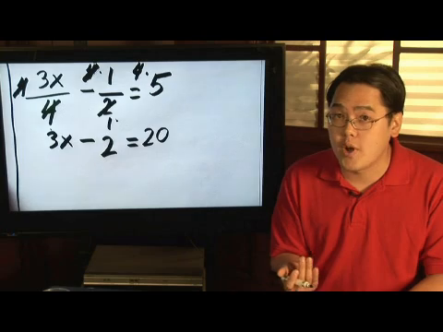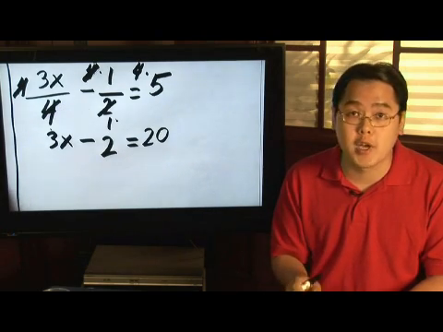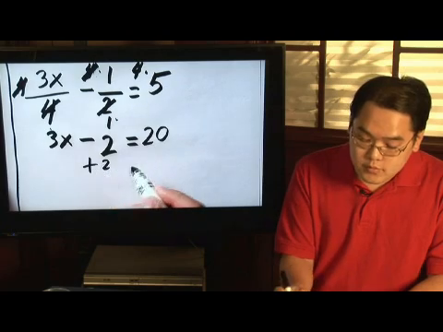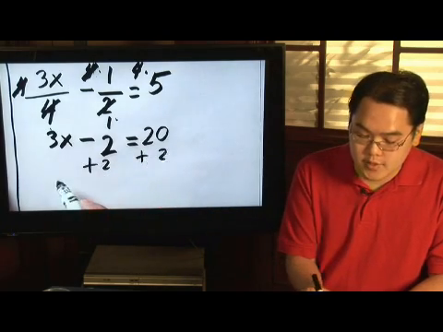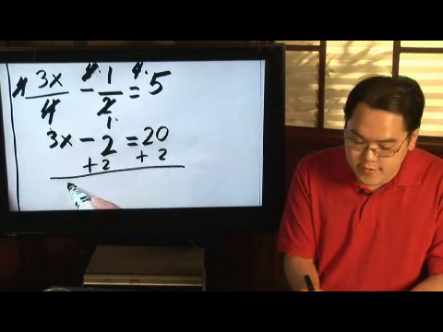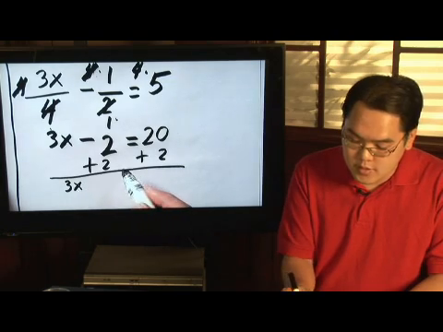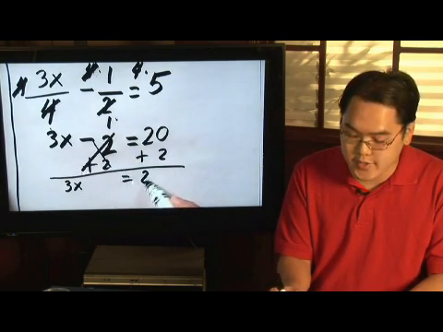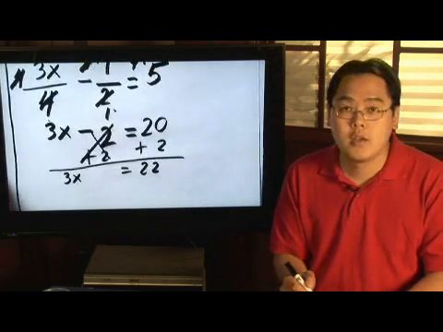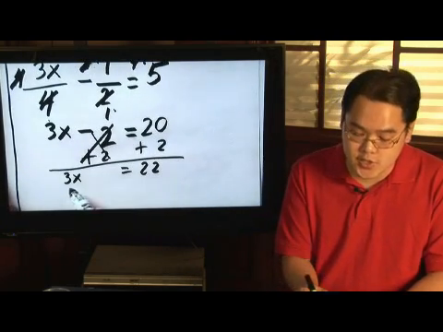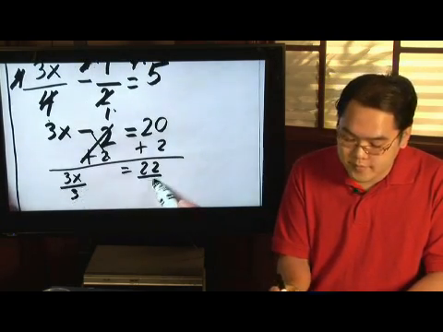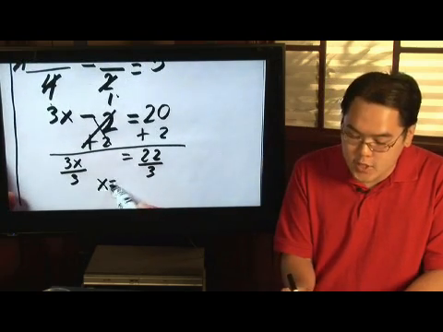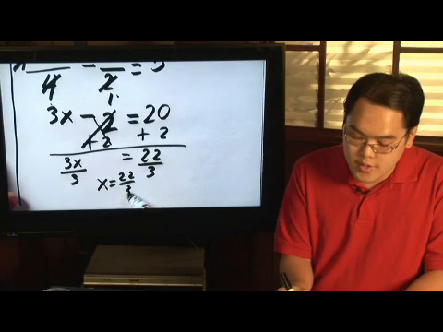Now, you don't have any more fractions, so solving the equation becomes much easier. All you need to do here is to get x by itself. Add 2 to both sides. So you now have 3x minus 2 plus 2 is completely canceled out, and 20 plus 2 is obviously 22. And last but not least, to solve for x, just divide both sides by 3. And so your final answer is going to be x equals 22 thirds.